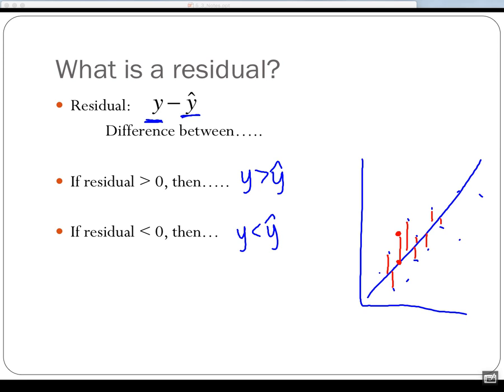Residuals are really related to deviations. So if you remember, I think it was from last chapter, we talked about y minus y bar, or it was x minus x bar. And we talked about how that sum was always equal to 0. The sum of the residuals is also, for the same reason, always equal to 0.